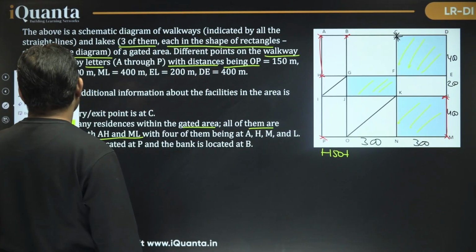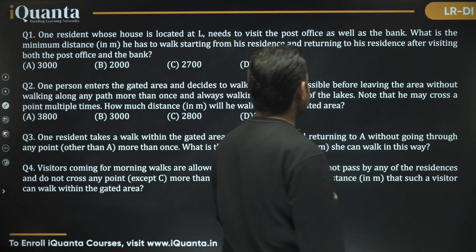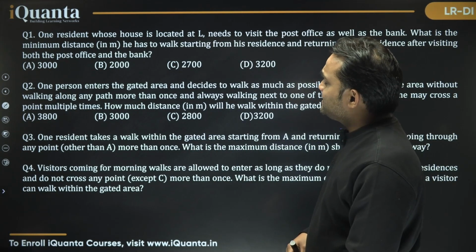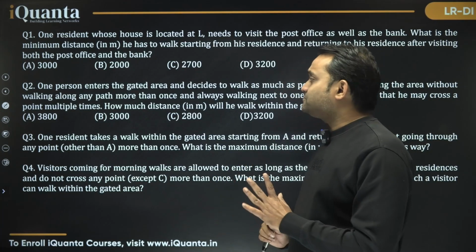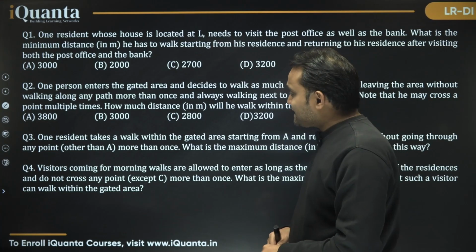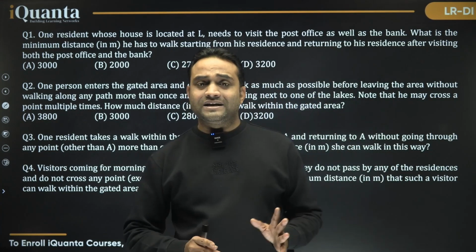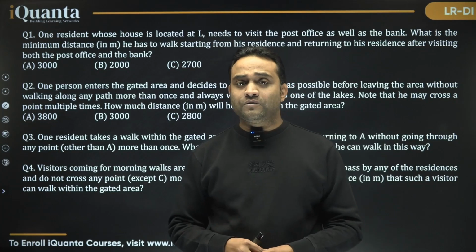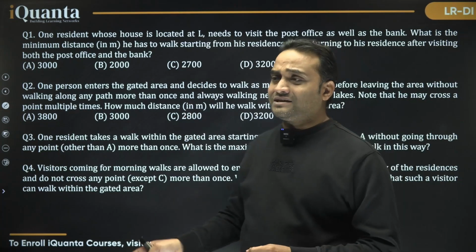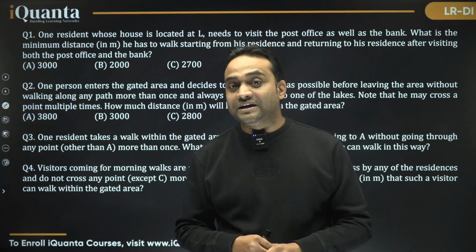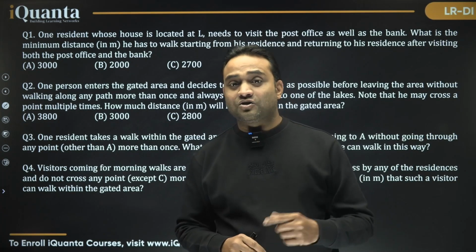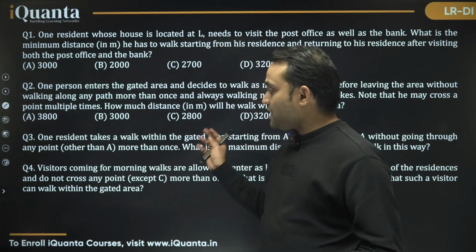Now let's check the questions. Each question, you can see the length of the question, and you can understand that each question is based on a proper condition, a proper information. So although all the sets in DILR CAT 2024 were easy to moderate, whenever you see that each question has some length, some condition, then you should avoid using it as your first set or second set, okay? But now let's discuss it.